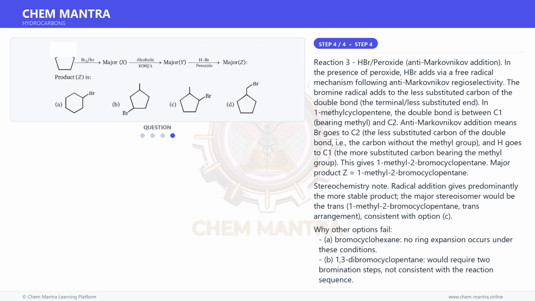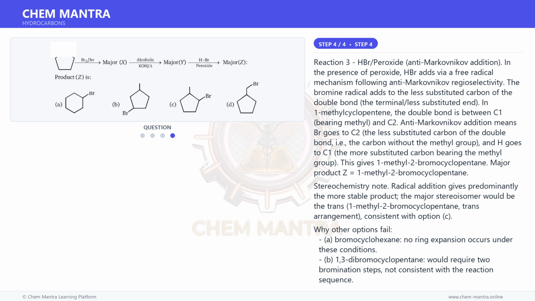Anti-Markovnikov addition means Br goes to C2, the less substituted carbon of the double bond, the carbon without the methyl group, and H goes to C1, the more substituted carbon bearing the methyl group. This gives 1-methyl-2-bromocyclopentane. Major product Z is equal to 1-methyl-2-bromocyclopentane. Stereochemistry note: radical addition gives predominantly the more stable product.